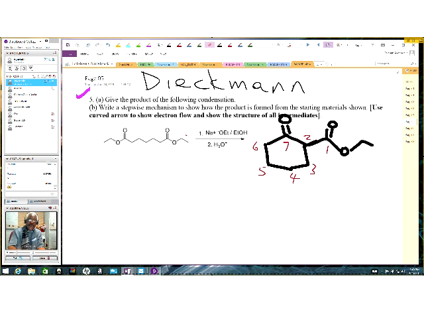Take all of this out. For the mechanism, the enolate ion is formed. So the first thing you get is an acid-base reaction, and you're going to form enolate. Since we are using this, let's put the two hydrogens here. The ethoxide comes here, grabs the alpha hydrogen, and then we form the enolate ion right here. So let us go ahead and show that.